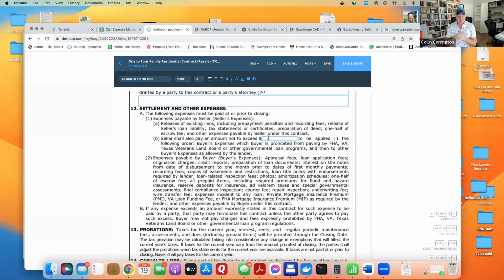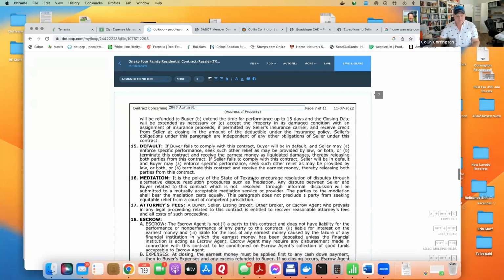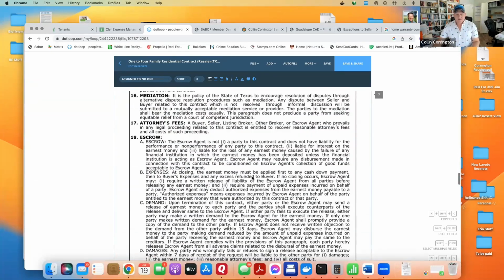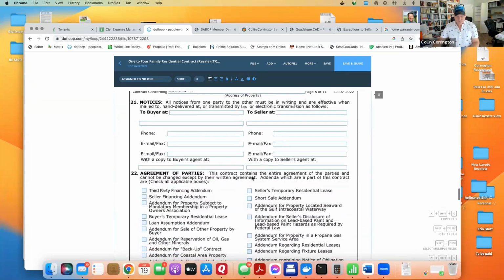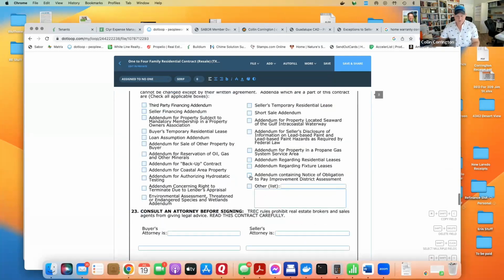Any questions about that little box right there? Cool. We'll move on. The rest of this page is legal. Read through it at your own leisure.